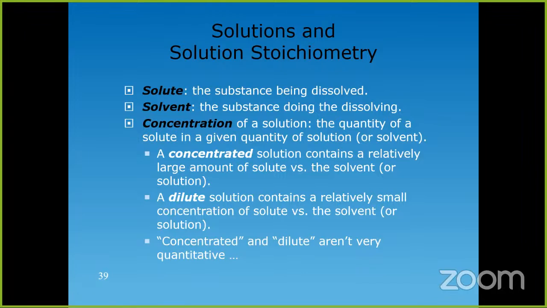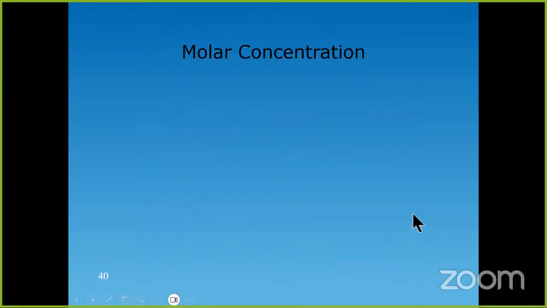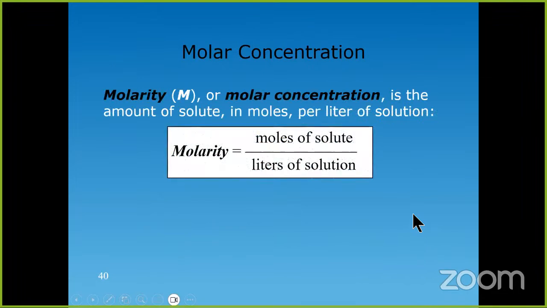And there are different ways of expressing the concentration. But basically, if a solution is very concentrated, that means that the amount of solute is relatively large compared to the solution amount. And if the solution is dilute, that means that the amount of solute is relatively small. So as you can see, these terms are relative terms. It's more important that we know how to quantitatively express these values.